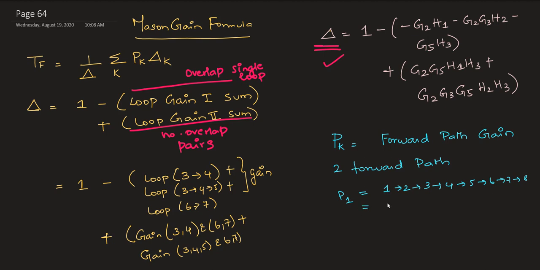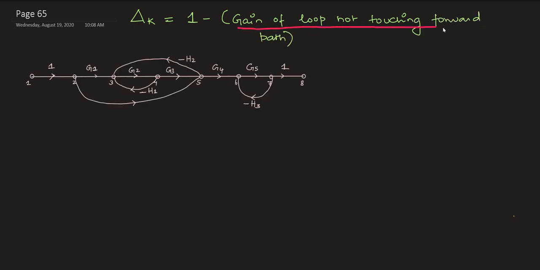So my P1 is equal to the gain G1, G2, G4, G5, and P2 is going to be equal to G2, G4, G5, G6. Good. So that is my P1 and that is your P2. Now let's come to our delta K, and the rule set for finding your delta K is that delta K is computed as 1 minus the gain of loops not touching the forward path. It is the sum of the gains, so it is 1 minus the sum of the gains not touching your forward path.